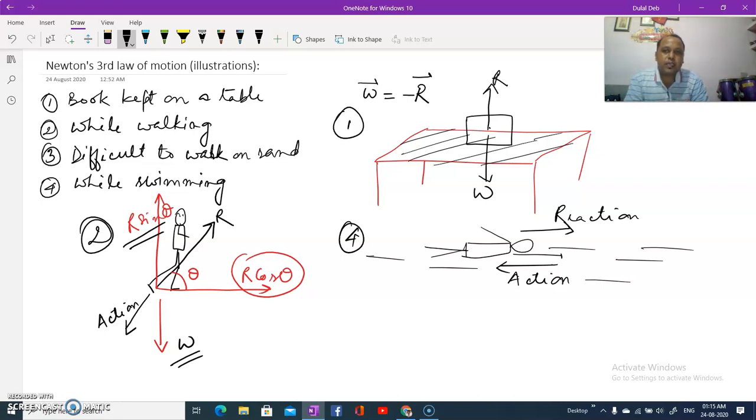So I hope the third law of motion is very clear to you. Any doubt in this third law of motion, you can post me the doubt, and you can call me up and discuss it telephonically also.